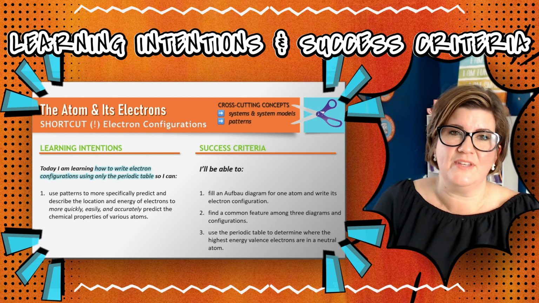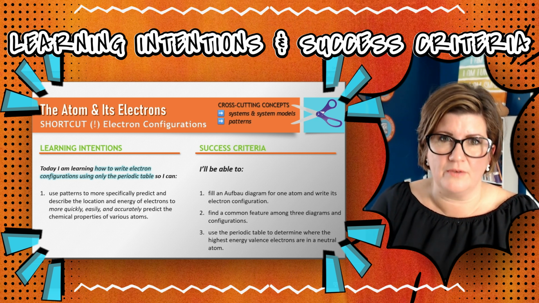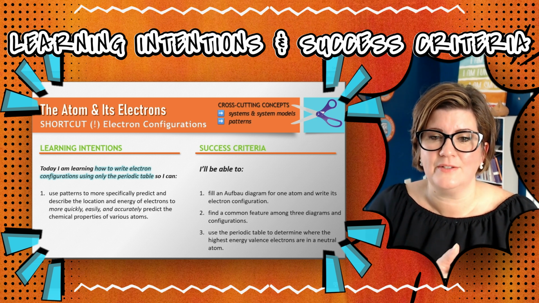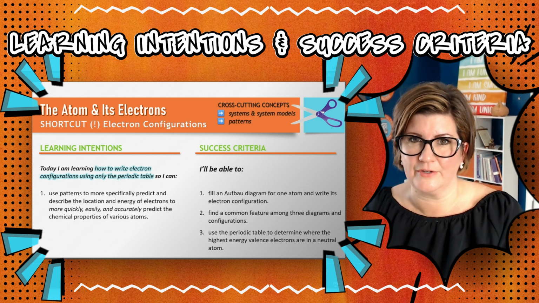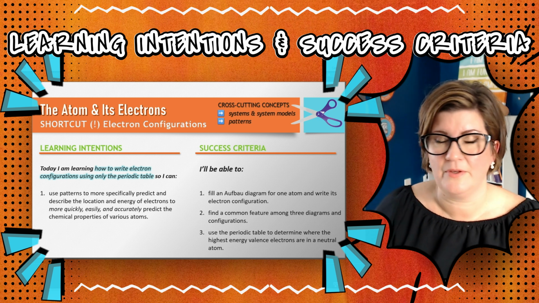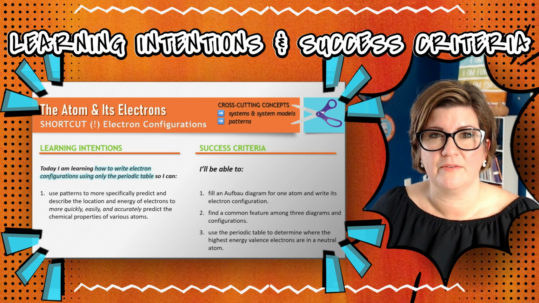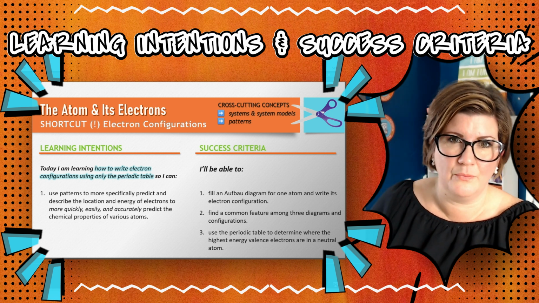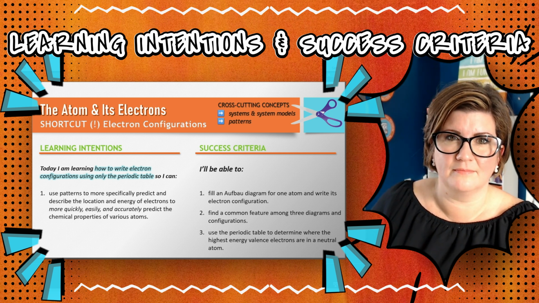So the why of this lesson, the learning intention of this one versus my introductory lesson, is to predict and describe more quickly, easily, and accurately. Because anybody can fill a box diagram and anybody can do an electron configuration, but if we're going to just look at the periodic table to sort it out, we should be able to get it lickety-split.